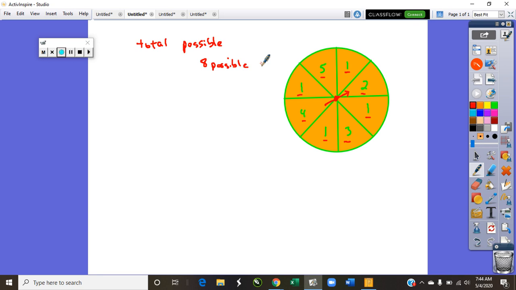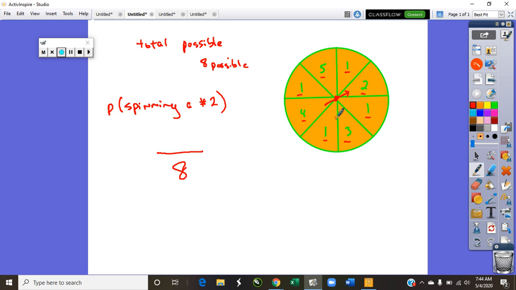Okay. So now I'm going to use that to answer all of my questions. Let's say that I wanted to find the probability of spinning a number 2. Well, the first thing I've done, I found that I know that there are 8 possible outcomes. So I'm going to put this over 8. Regardless of what this top number is, it's always going to be over 8 for this particular problem.